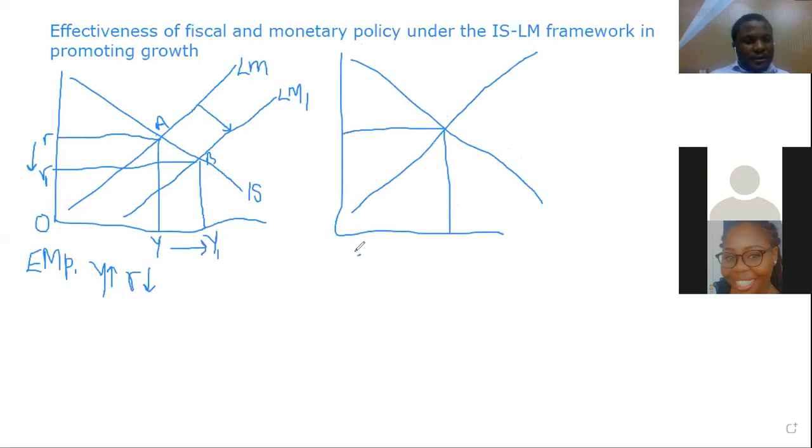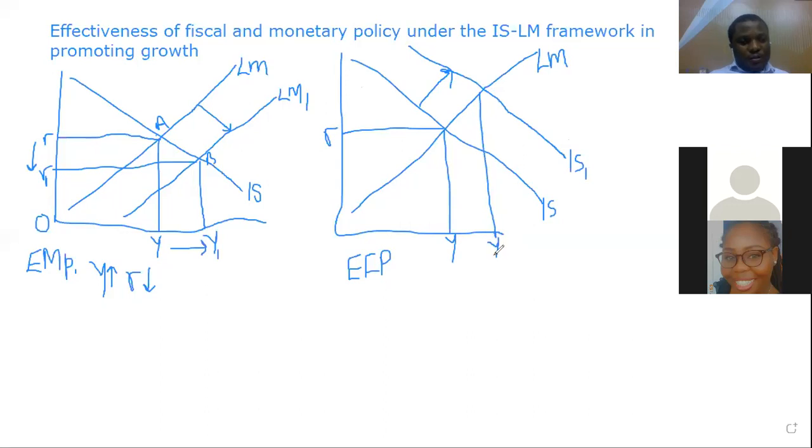Expansionary fiscal policy. So for expansionary fiscal policy, this is our IS, this is our LM framework, and this is the output, and this is the interest rate. So what happens for expansionary? We have our IS curve shifting outward to IS1. And that causes an increase in IS, leading to an increase in output. And then we have an increase in interest rate, which is R1.